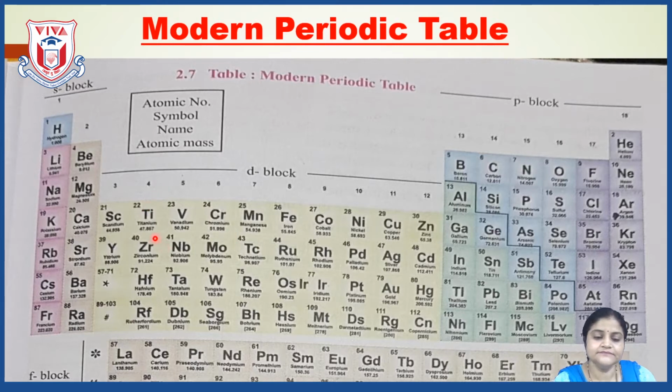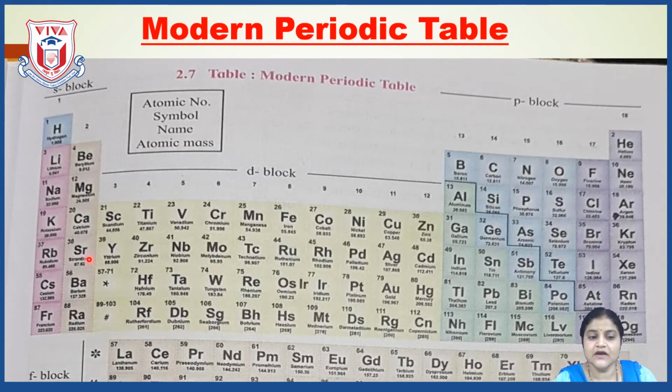Next is the block-wise distribution. Before going to the block-wise distribution, there is a very important thing we can see, that is a zigzag line in this table. Now here, on the left hand side, this zigzag line is dividing the whole table into two parts.